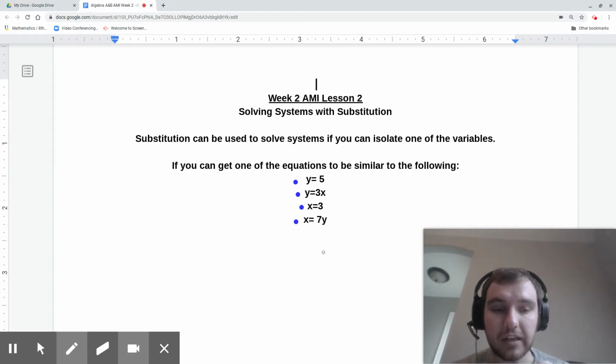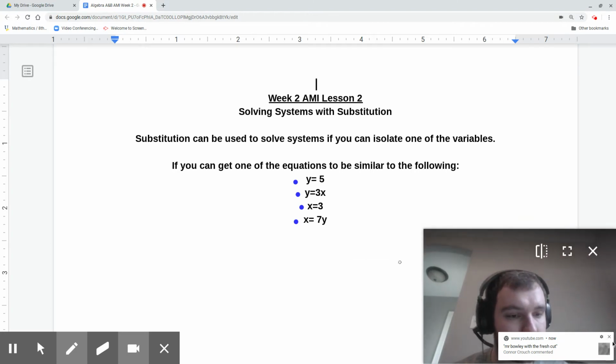So we're going to look at some pretty basic systems that you're solving by substitution on your second assignment for the week. I'm going to work through questions number 1 and number 6 with you. So I'm going to go ahead and pause the video and get moved over to that, and then we'll take a look at question number 1.